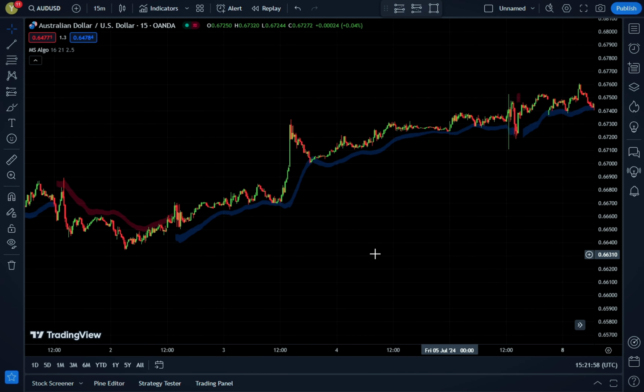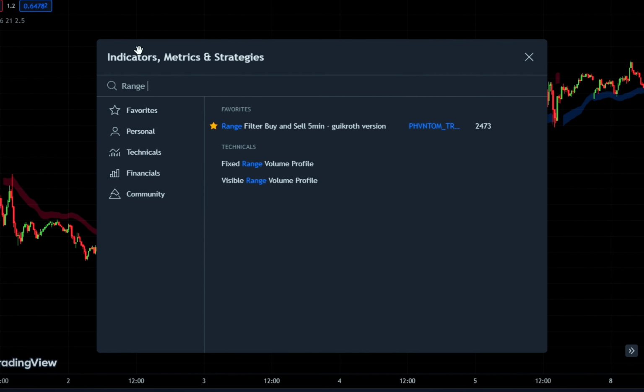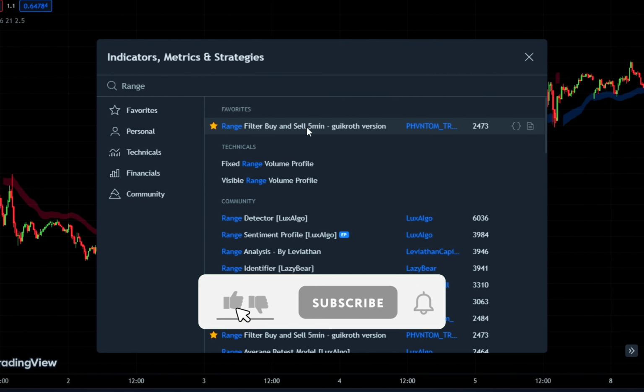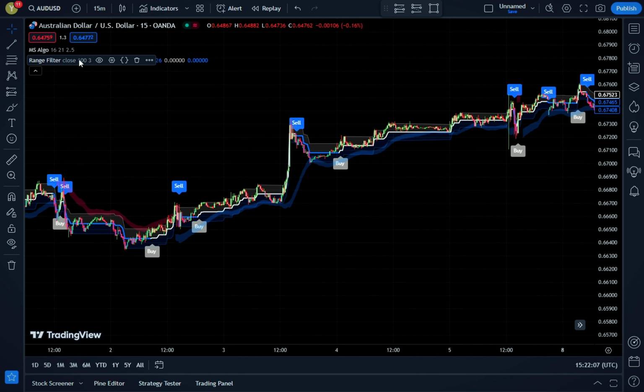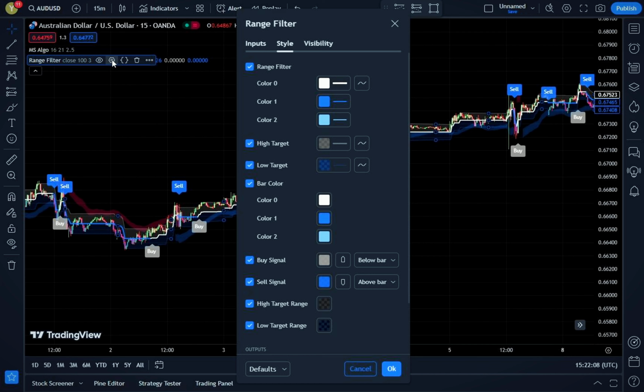Go to the Indicator Search tab and then type in Range Filter Buy and Sell 5 minutes. Then select Range Filter Buy and Sell 5 minutes from Phantom Trader. Next, configure the Range Filter Buy and Sell 5 minutes indicator. Go to the Settings tab of the Range Filter Buy and Sell 5 minutes indicator.